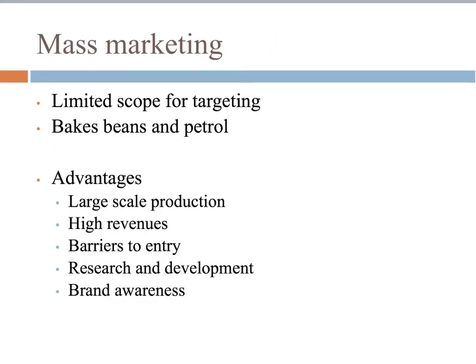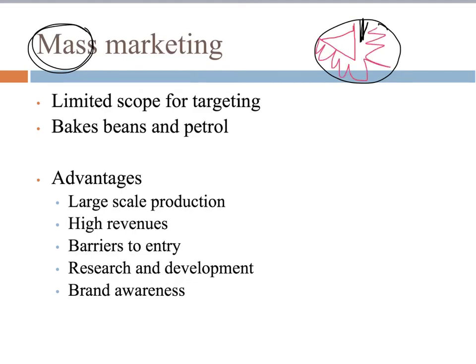So then, the opposite of niche marketing, we've got mass marketing. So remember, if that's the whole market, a niche might go for a little bit, and mass marketing might go for most of it. So a niche market just looks at a little bit. The mass market might only avoid a little bit. So examples of mass marketed goods are things like petrol and baked beans.